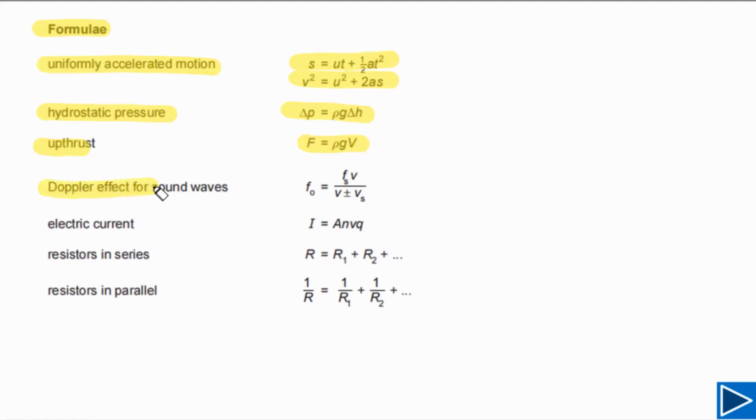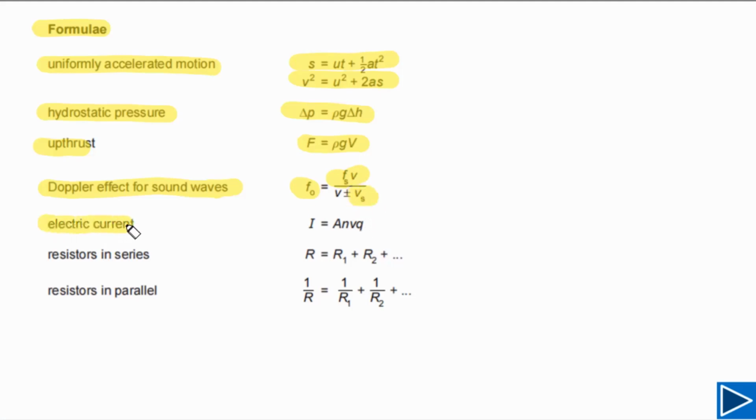Doppler effect for sound waves. This is the formula for the Doppler effect for sound waves. f₀ here is the observed frequency. fs is the frequency of the source. v is the speed of sound in that medium, and vs is the speed of the source.